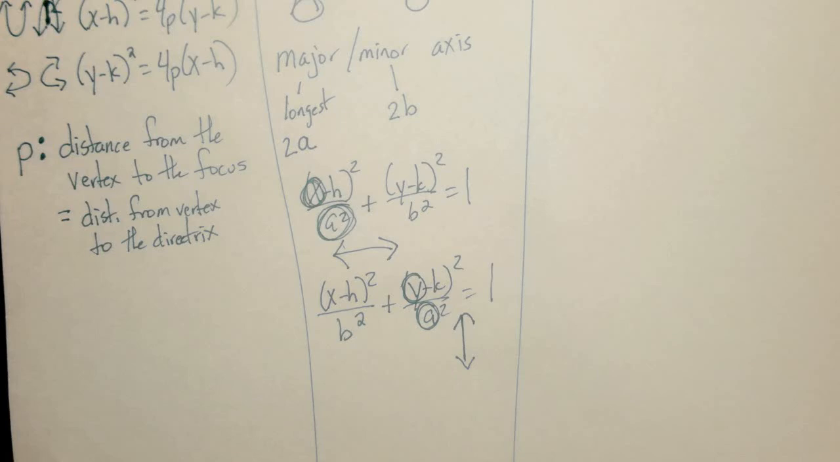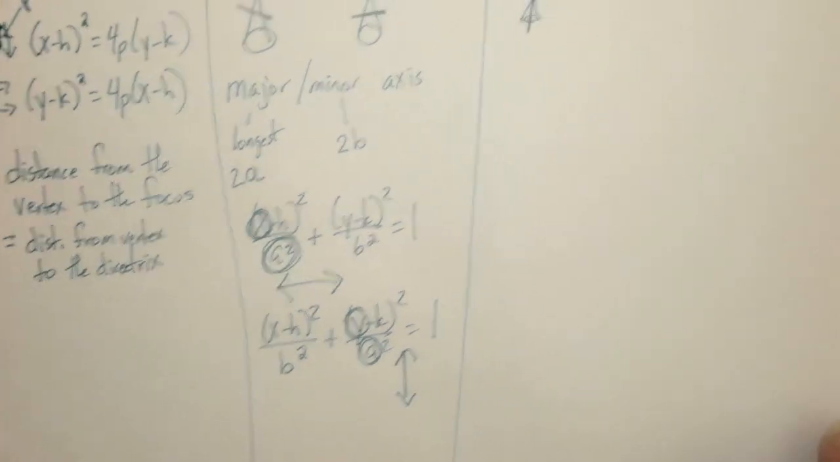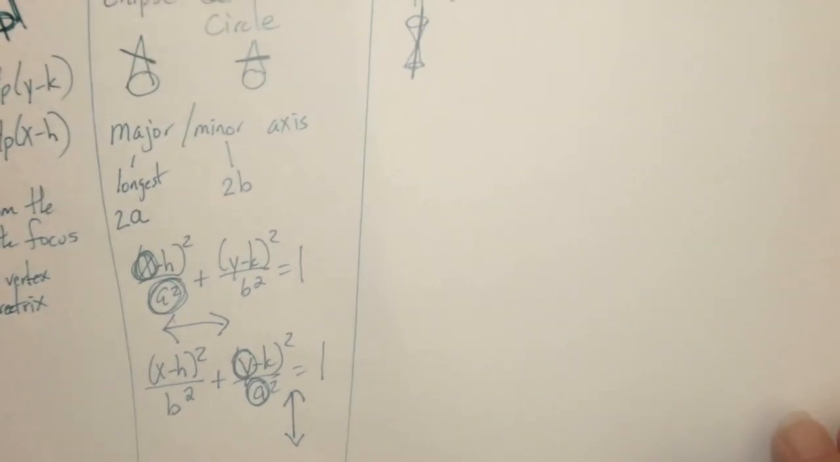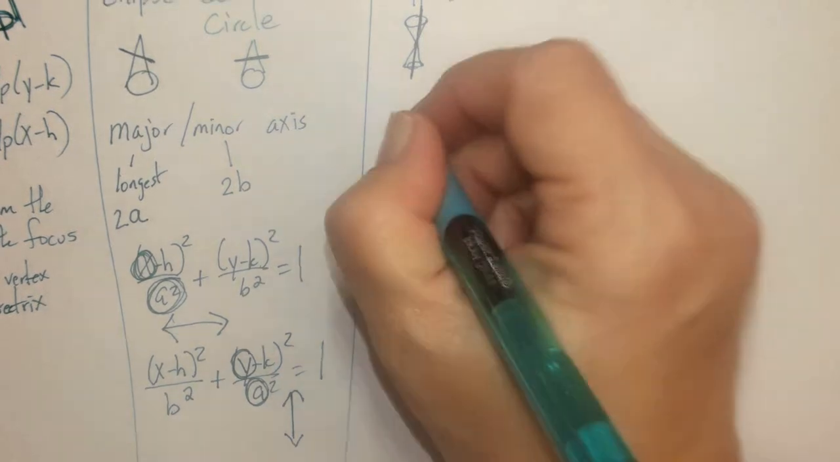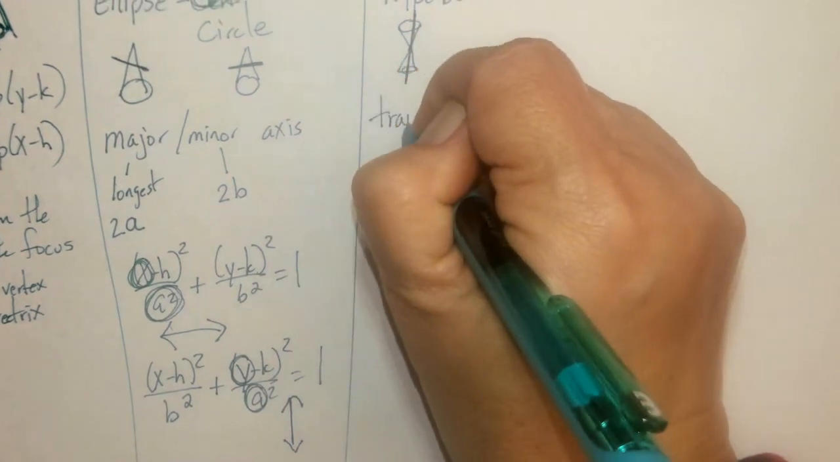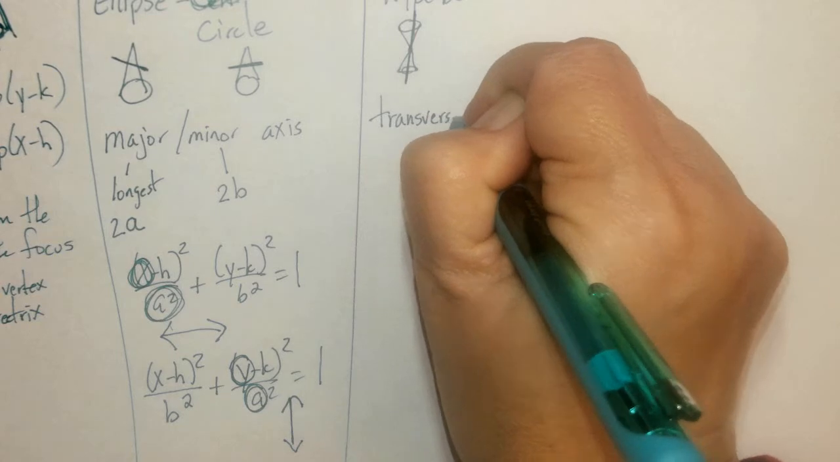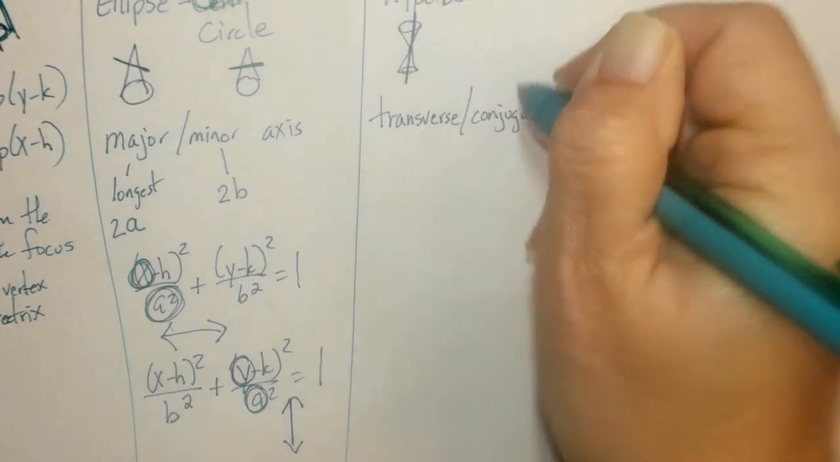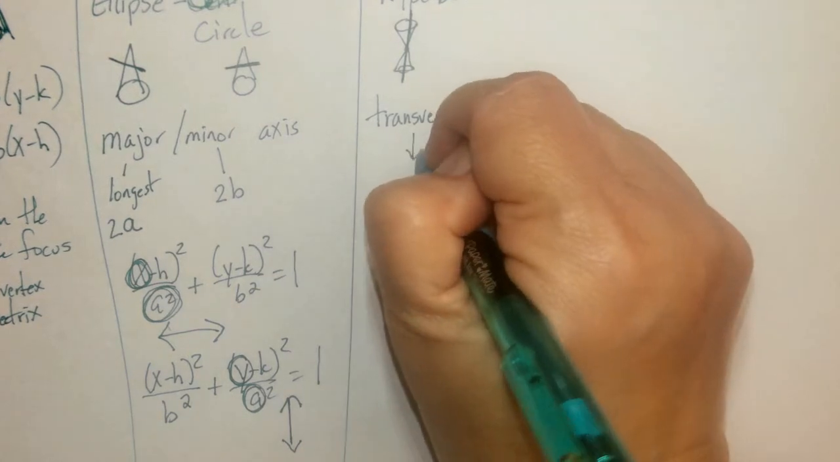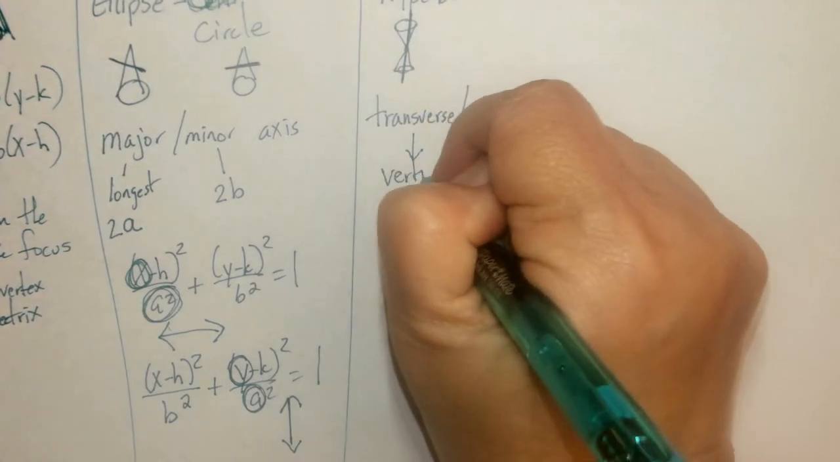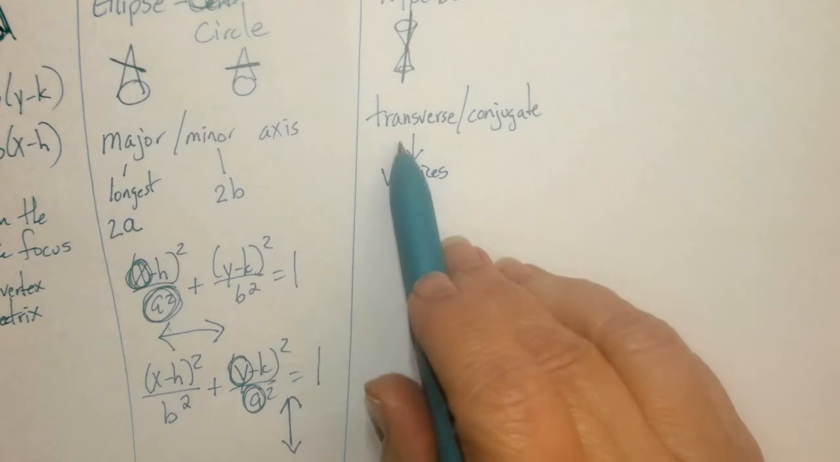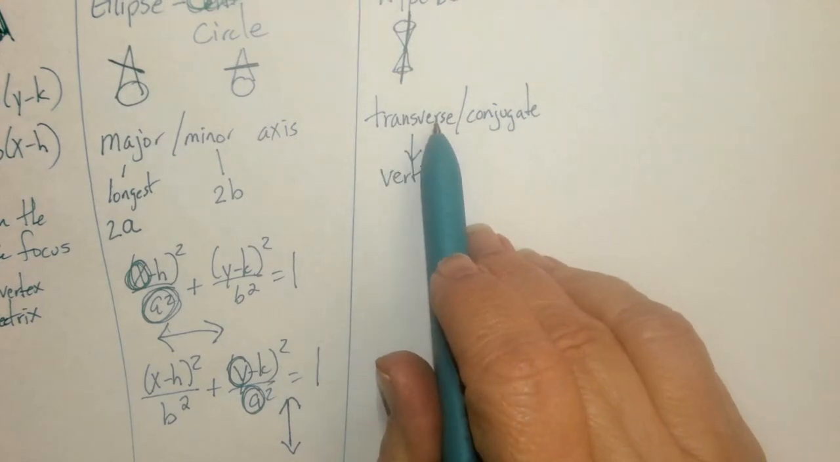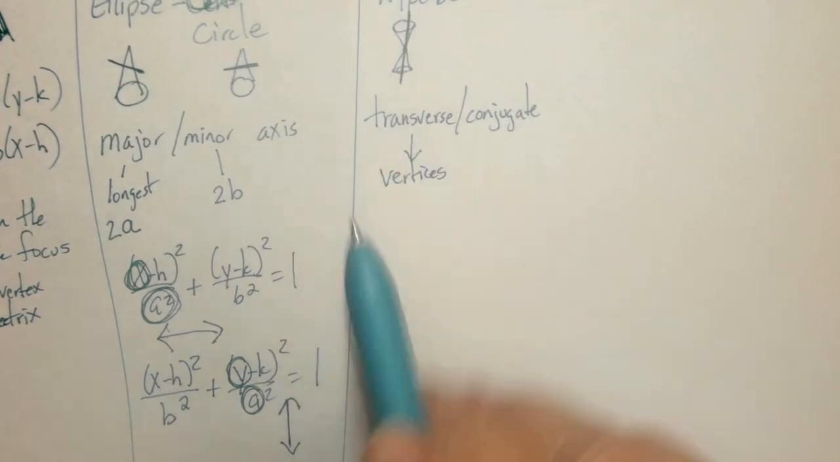Alright, so then we studied the hyperbola, and the hyperbola also has two axes, but they're not called major and minor anymore. Now, they're called transverse and conjugate. And the transverse is the one that has the vertices on it. So transverse literally means to move between vertices.